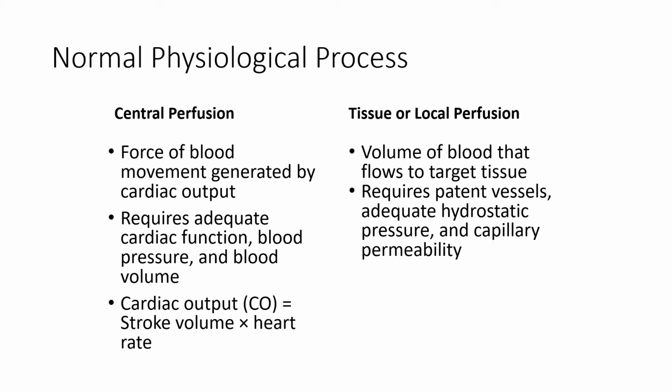Local perfusion is the volume of blood that flows to our target tissues, the organs. We have to have patent vessels. We have to have open arteries, open veins. We have to have adequate hydrostatic pressure, which is the pressure from the force of the ventricular contraction. That little oomph at the end helps open up these capillaries and keep them open so gas exchange can occur and perfusion can occur.